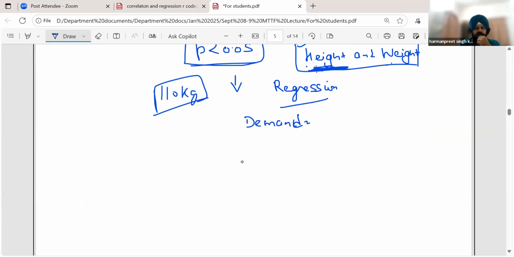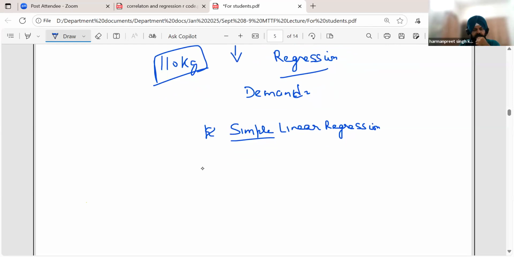So now let me go further. We have discussed till now that one variable can work as a dependent variable and another variable can work as an independent variable, because we are talking about simple linear regression. So what's the meaning of this term, simple? Simple means where we have considered only one independent variable and one dependent variable. Okay, so if I consider weight as my dependent variable and height as my independent variable.